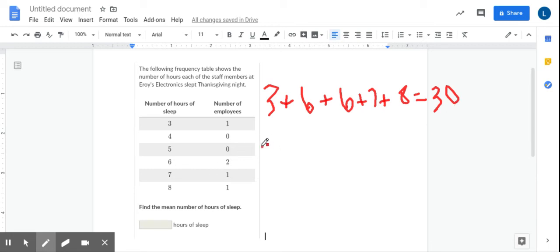And then we're going to take that combined total, 30, and divide it by the number of data points we have. Basically, this is the number of employees. 1 employee slept 3 hours, so 1, 2, 3, 4, 5 employees total. Since there were 5 employees, we do 30 divided by 5, which gives us 6. That means that the average amount of sleep for the company that night was 6 hours.